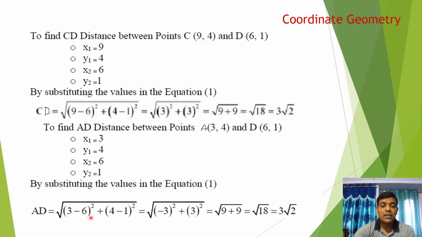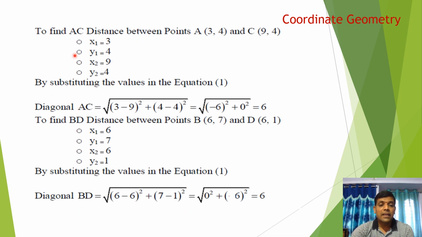Now next step, (3 minus 6) whole squared means (minus 3) squared plus (4 minus 1) whole squared means 3 squared. This is written as the square root of (minus 3) squared plus 3 squared. Now next step, minus 3 squared means 9 plus 3 squared means plus 9. This is written as the square root of 9 plus 9. Next step, root over 9 plus 9 is written as root over 18. Root 18 is written as 3 root 2 units. Coming to the next step.